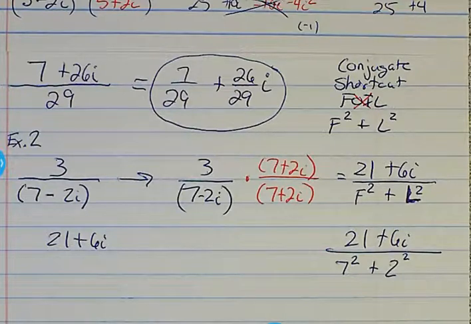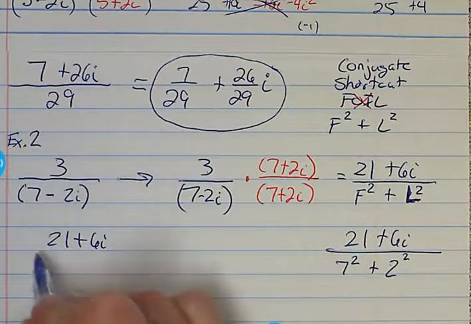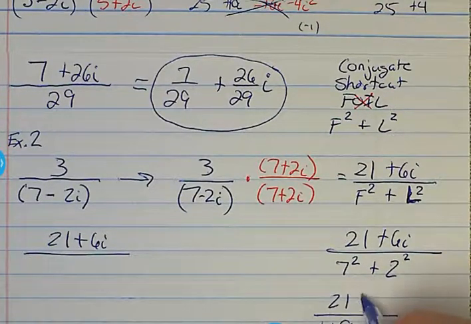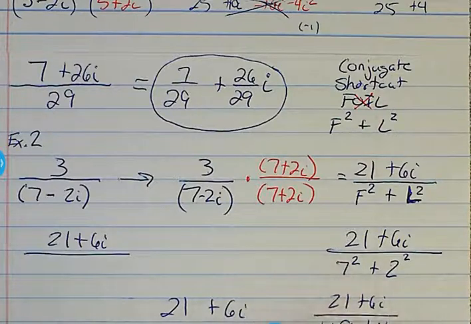So this is when you actually get to do the FLUFF method, because a lot of times people forget the O and the I when they're doing the full method. This one we call the FLUFF method, because that's all you do. It's the first term times the first term and the last term times the last term. So 7 squared would be 49, and 2 squared is 4. So that's going to make it 53. So the final answer there would be 21 plus 6i, and both of those would be over 53.